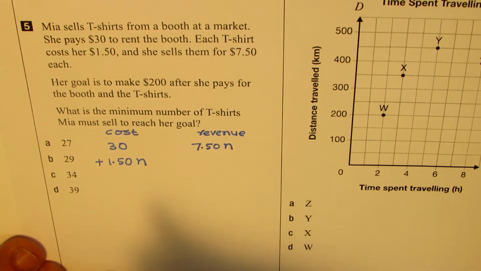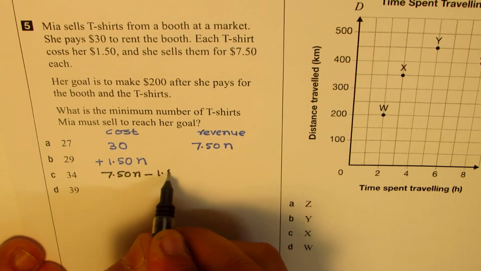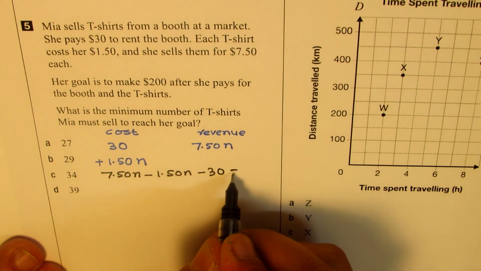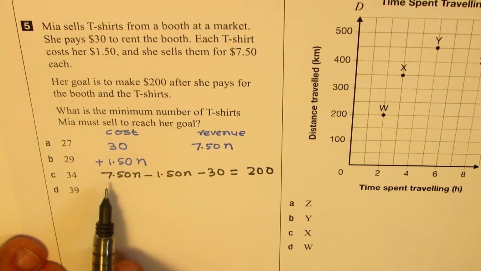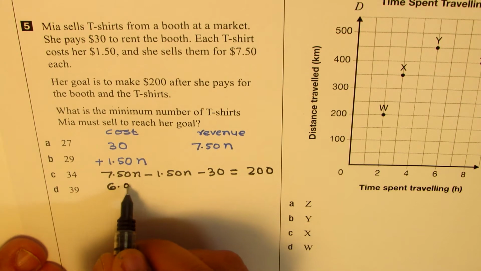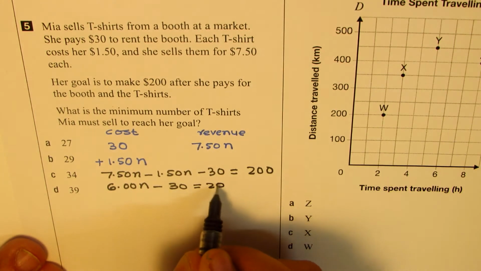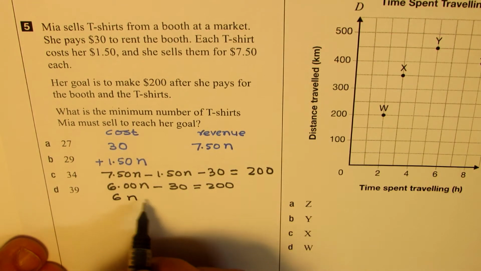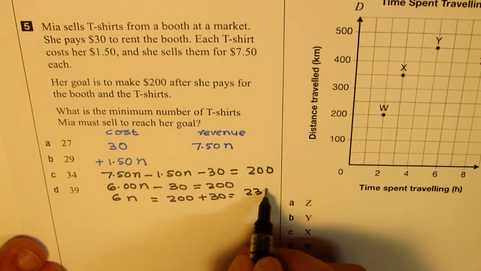So let me rewrite this equation as $7.50 times N minus $1.50 times N minus the cost of 30 should give profit of 200. This is what she wants. Is that clear to you? So taking away 1.50 from 7.50 gives us 6.00. And we'll do it in 3 steps, okay? Now we can take 30 to the right side. So we get 6N equals 200 plus 30, which is 230, right?